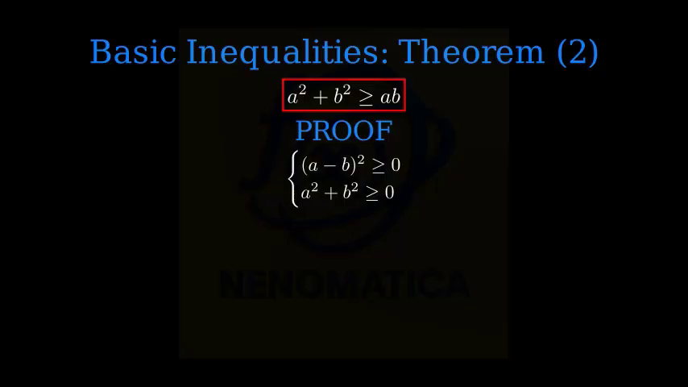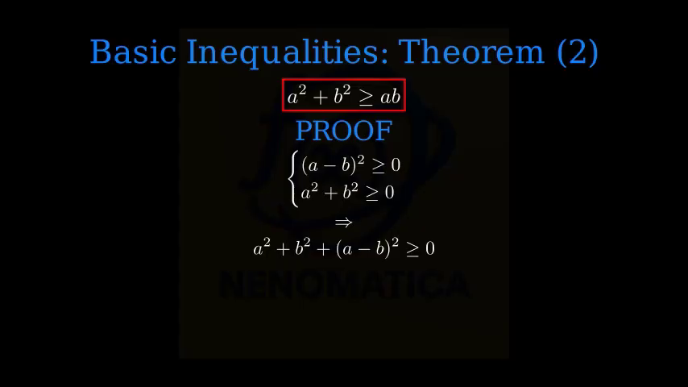So, the square of the difference a minus b is greater than or equal to 0. We also know that a squared plus b squared is greater than or equal to 0. Adding these two inequalities together, we get a squared plus b squared plus the square of a minus b is greater than or equal to 0.